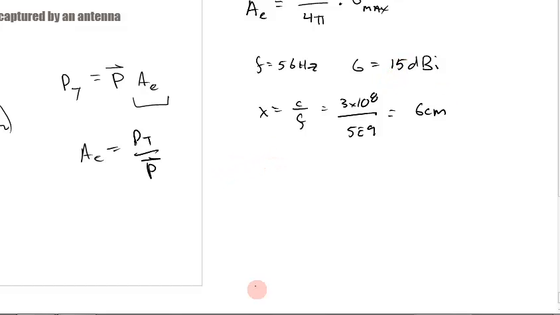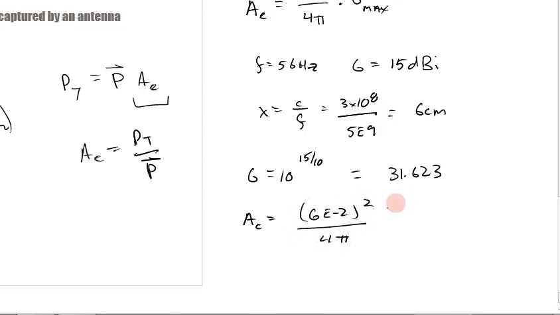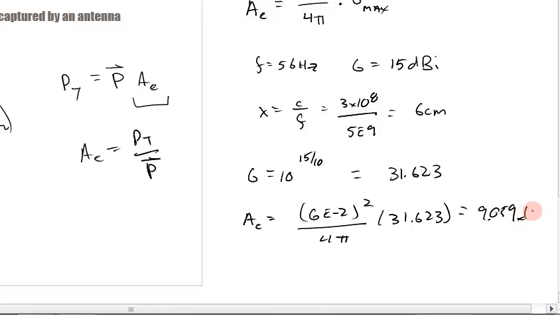Gain was specified in dBi, so I've got to undo that to find the actual gain. That's equal to 10 to the 15 divided by 10. Hopefully you understand where that came from. If not, you can come talk to me. This gives me 31.623. Now I can calculate the capture area of the antenna, which is just (6 times 10 to the minus 2) squared over 4 pi, times 31.623, and that gives me an antenna capture area for this particular antenna of 9.059 times 10 to the minus 3 meters squared.